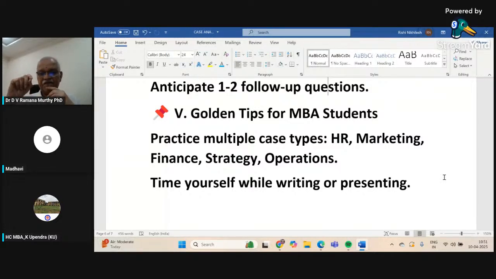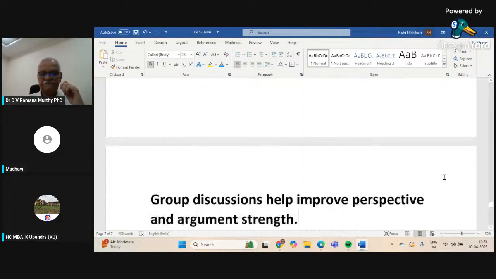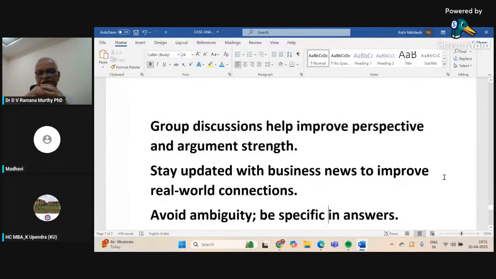Time yourself while writing or presenting the case. Time management is very, very important. Group discussions help improve perspective and argument strength. So why can't you take up this kind of exercise here? Your institution is giving you a lot of facility to come, sit, and discuss. So why can't you participate in group discussions? What is the advantage? Yes, you can improve your perspective.